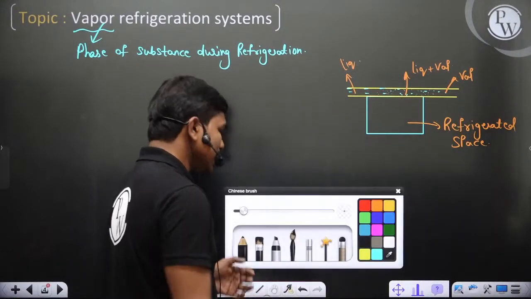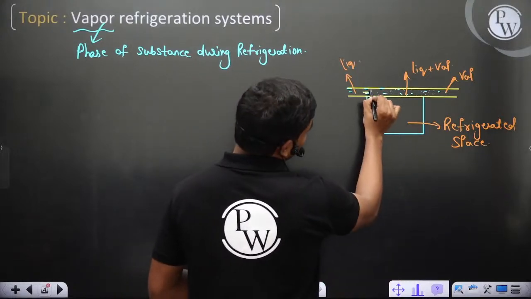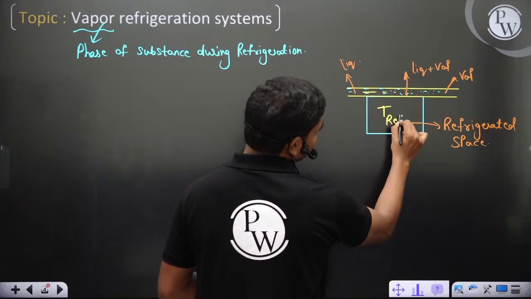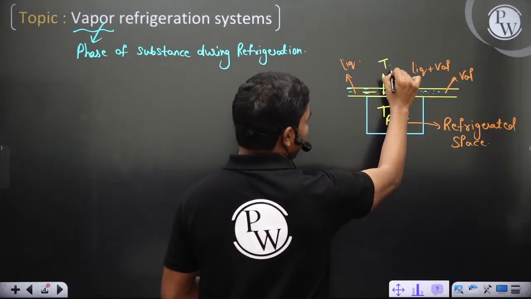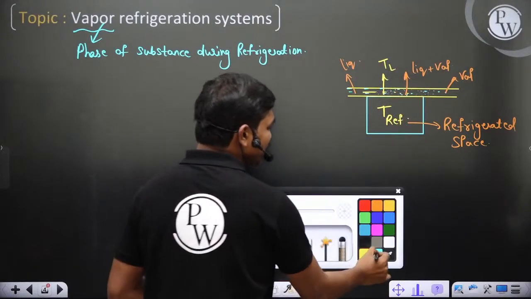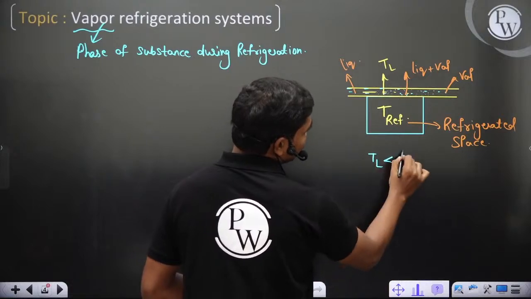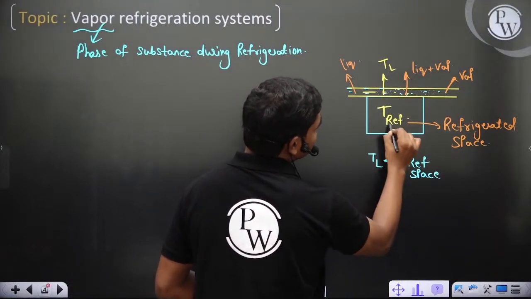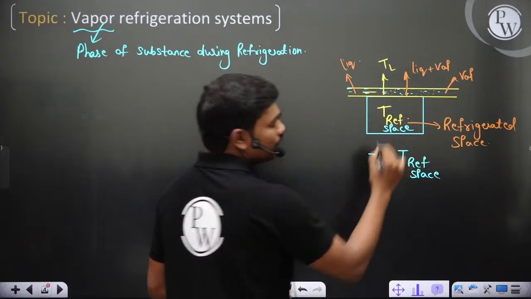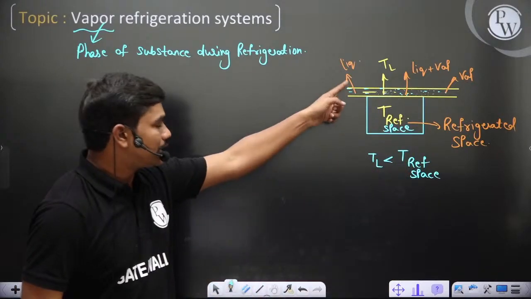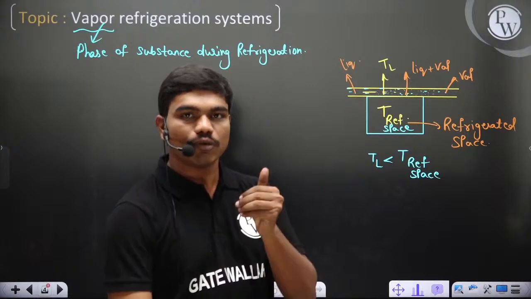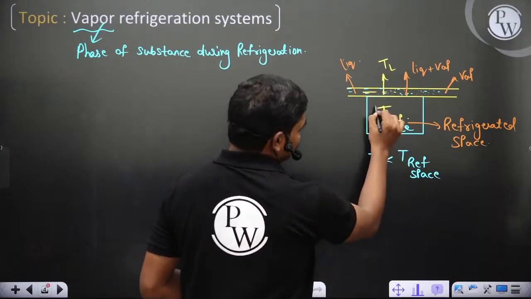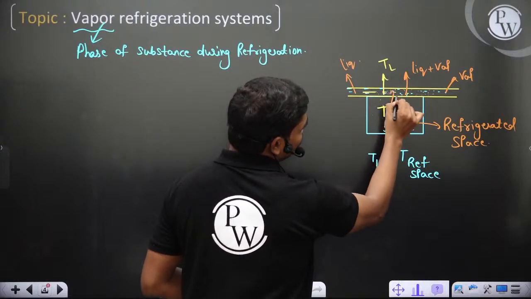Now what happens when this cool refrigerant is flowing? If T is the temperature of the refrigerated space and TL is the temperature of the refrigerant, then we will maintain TL less than T of the refrigerated space. Then what happens when these two get in contact with each other? Definitely, if there is a temperature difference, heat starts flowing into the refrigerant, yes or no?